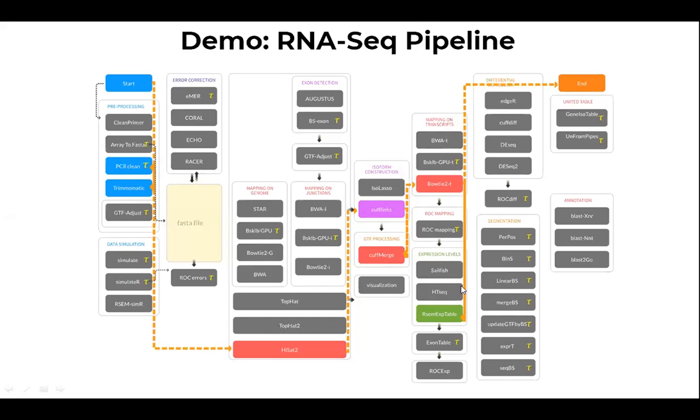Then gene expression quantification is indicated by the green color. Isoform construction is indicated by the purple color. Eventually, if you want to perform any kind of analysis like differential gene expression analysis, it is indicated by the orange color.